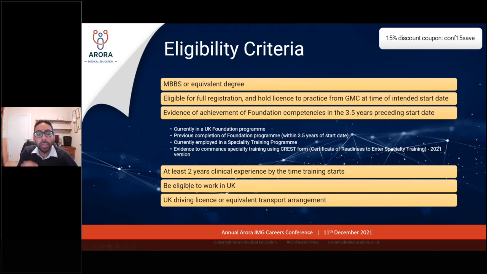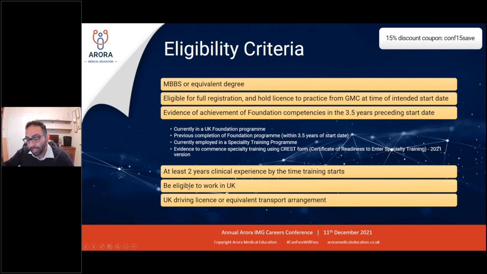You need at least 2 years clinical experience by the time training starts. So again, you're thinking in the future now. So if you're thinking for August 22, you need 2 years of clinical experience by that date. And for most people, that is covered quite easily. You need to be eligible, of course, to work in the UK.